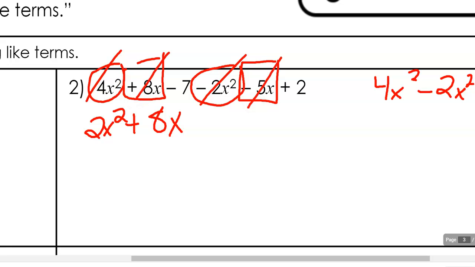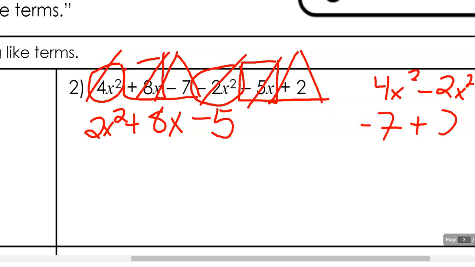And then the last pair of like terms, a triangle around these, is going to be -7 plus 2, which is going to give us a -5. And if you can't see that, write it out to the side. -7 plus 2. Okay? That'll help you see that a little bit better, and that's going to be a -5. None of these terms are like terms, so this expression is going to be your answer there.